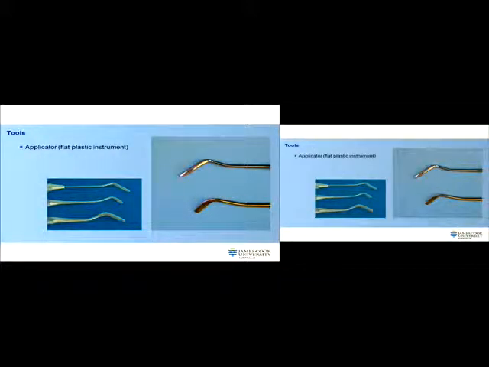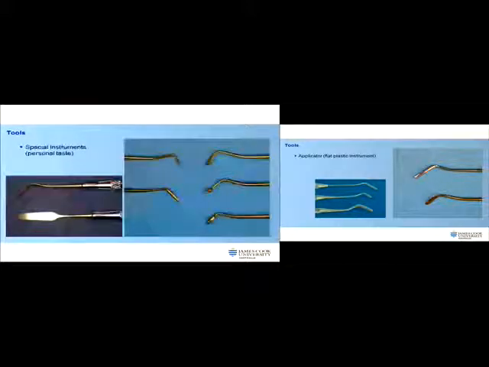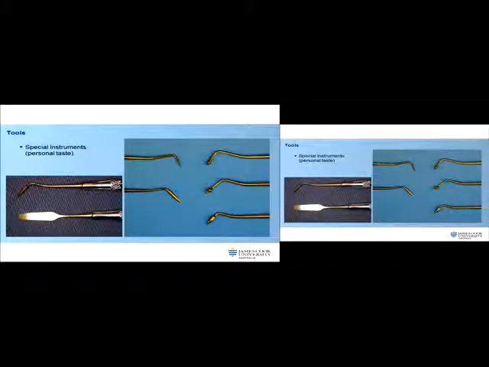Application of these masses, you don't need anything else than a flat plastic instrument. I personally like the very small ones. There are a lot of special instruments. I think that's a matter of personal taste, whatever you like. So there are a lot of instruments, for example, for posterior fillings. There are big instruments for class 5 fillings or veneers. I like them, but the only thing you really need is a flat plastic instrument.